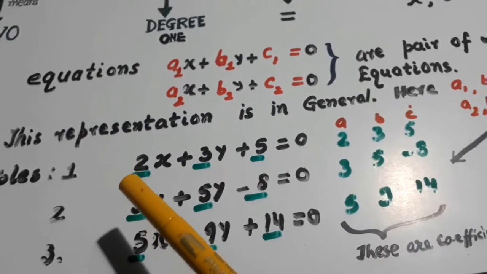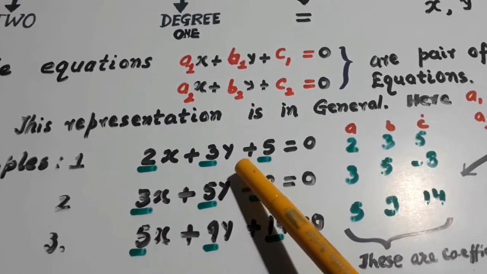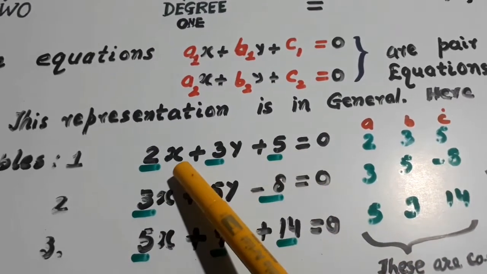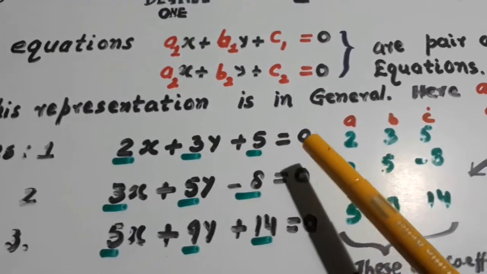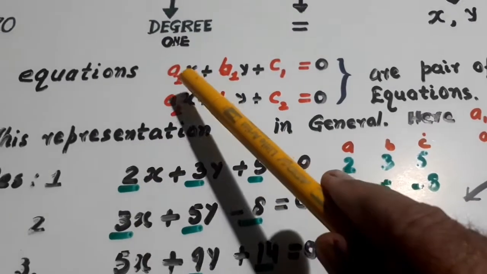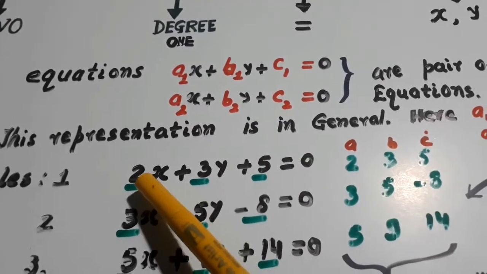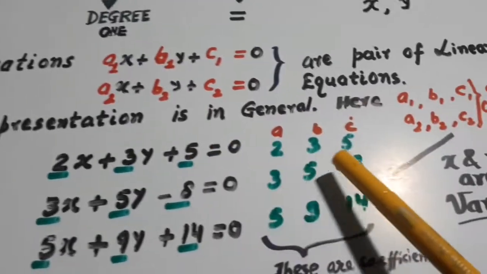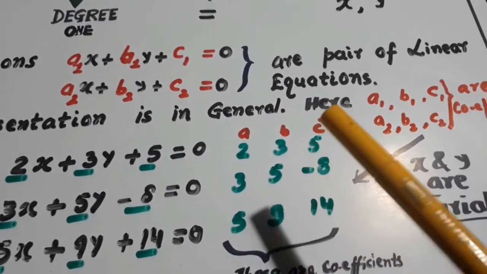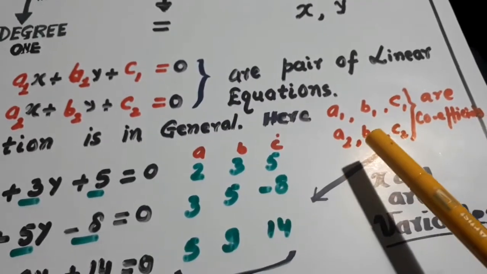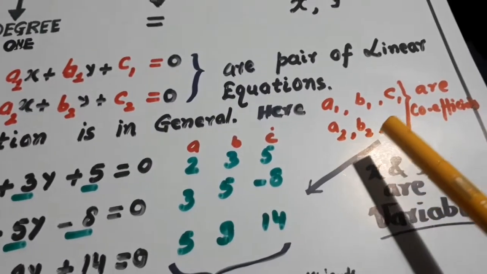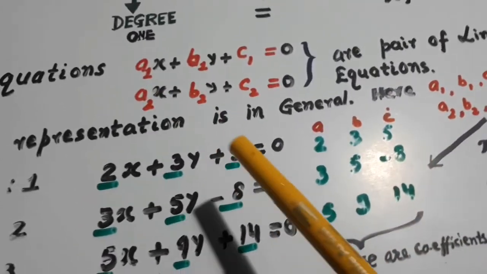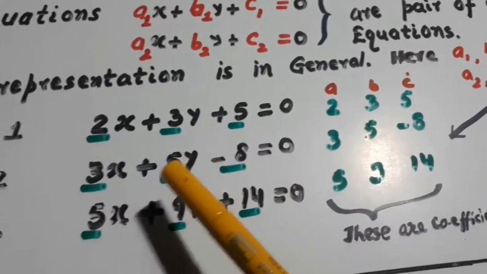Example number 1. 2x plus 3y plus 5 equal to 0. It is a linear equation in two variables. Degree is 1. Now look here. Compare it with the general form. A is 2, B is 3, C is 5. A1, B1, C1 and A2, B2, C2 are called coefficients. These numbers are the coefficients.